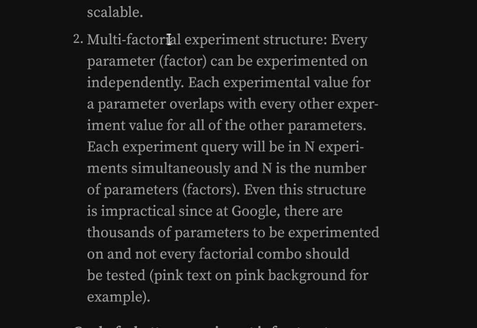2. Multifactorial experiment structure. Every parameter, factor, can be experimented on independently. Each experimental value for a parameter overlaps with every other experiment value for all other parameters. So this is important. Multifactorial means we have multiple parameters that we want to change. So how would you be sure of the right combination or how they work? You need to get all the permutations in a full multifactorial. This is called a full multifactorial. Just check all the permutations. You get traffic, you take one permutation of 10 parameters and you send it to it.